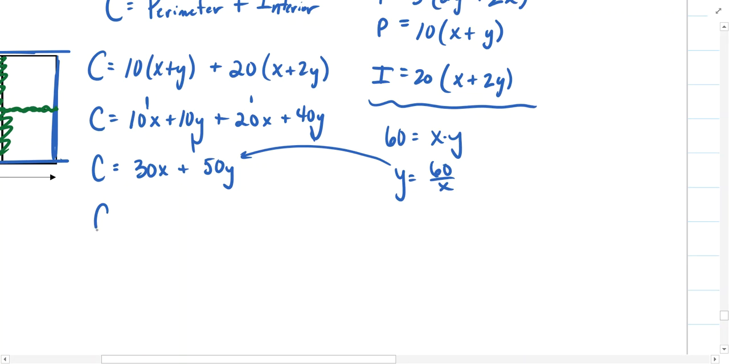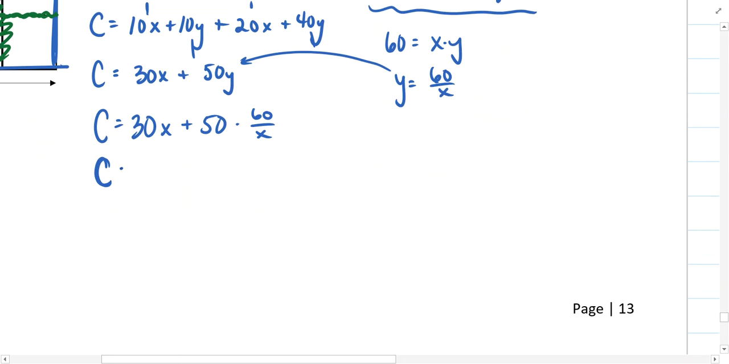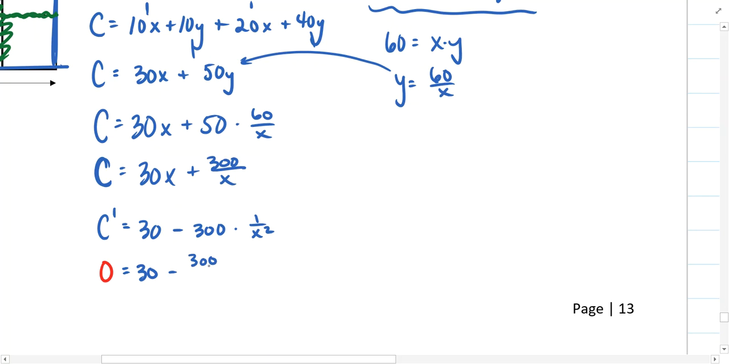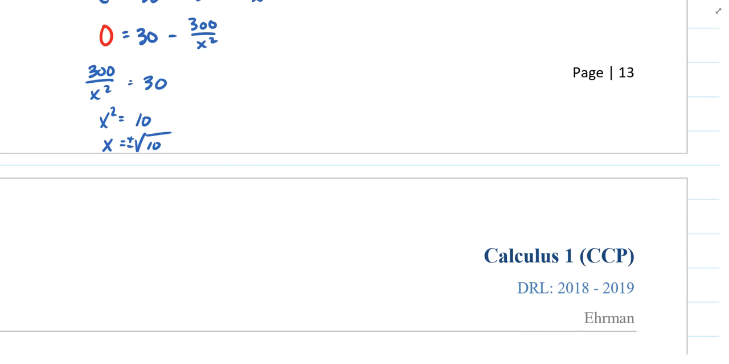So now we're saying that our cost is equal to 30x plus 50 times 60 over x. Or in other words, our cost is 30x plus 3000 over x. And we can compute the derivative of our cost function now, and set the derivative equal to 0, because when the derivative equals 0, we can locate either a maximum or a minimum point of the function. And it looks like our minimum cost is going to exist when x is equal to positive or negative 10.